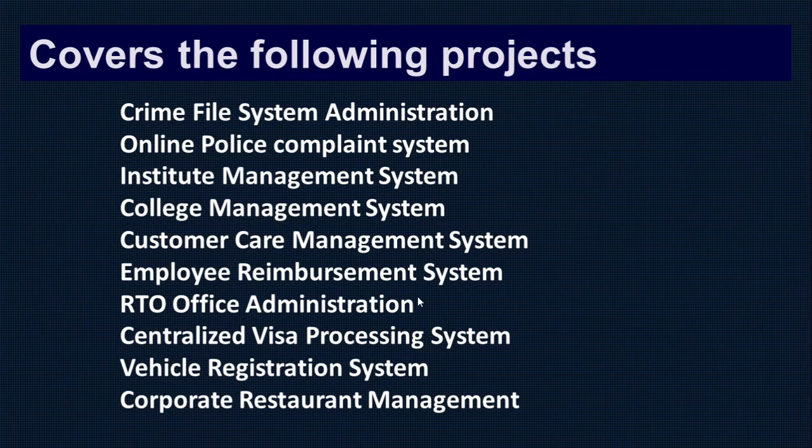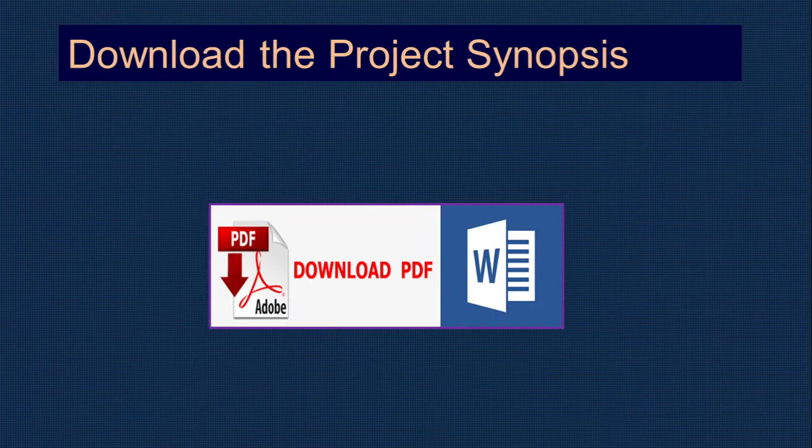In this video we cover around 10 synopses. One is crime file system administration, online police complaint system, institute management system, college management system, customer care management system, employee reimbursement system, RTO office, centralized visa processing system, vehicle registration system, corporate restaurant management system. All these synopses are covered. But other than this, the advantage you're getting is how these synopses are designed and what content is there, that is important.